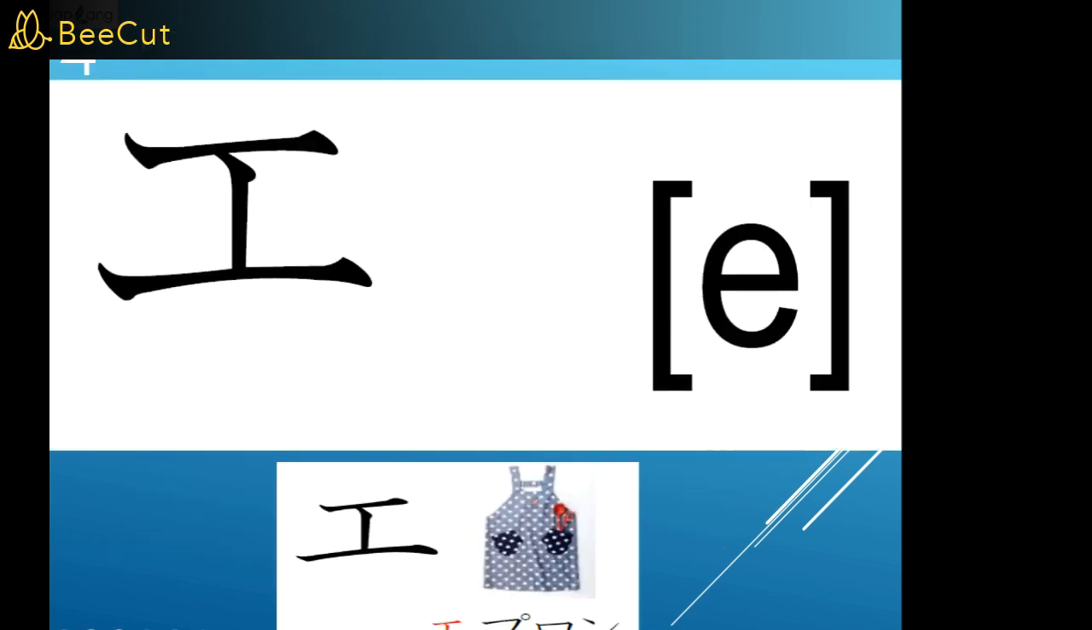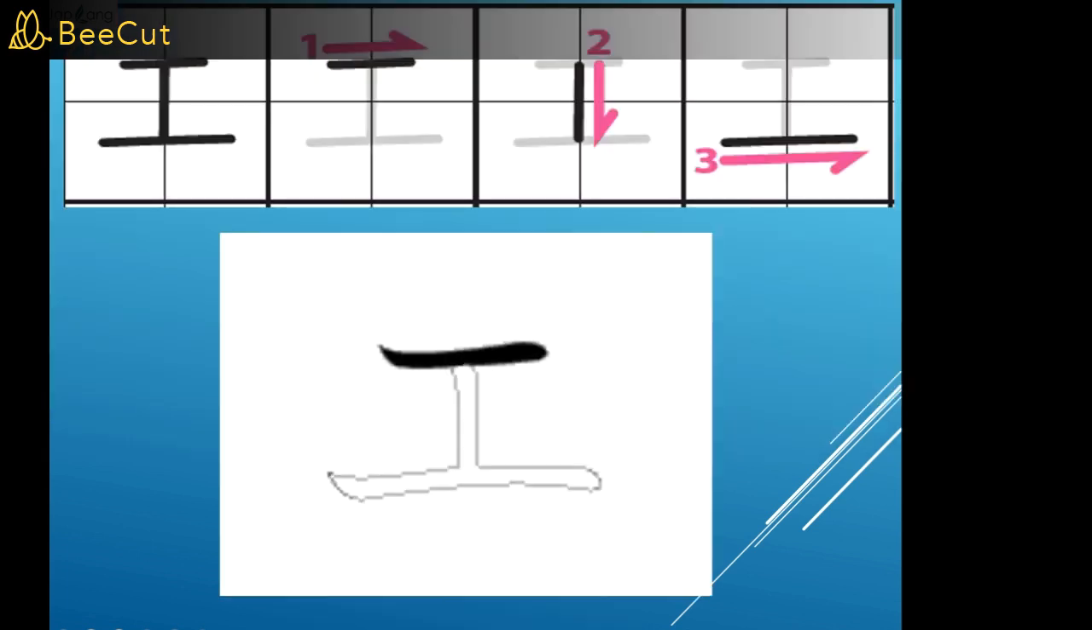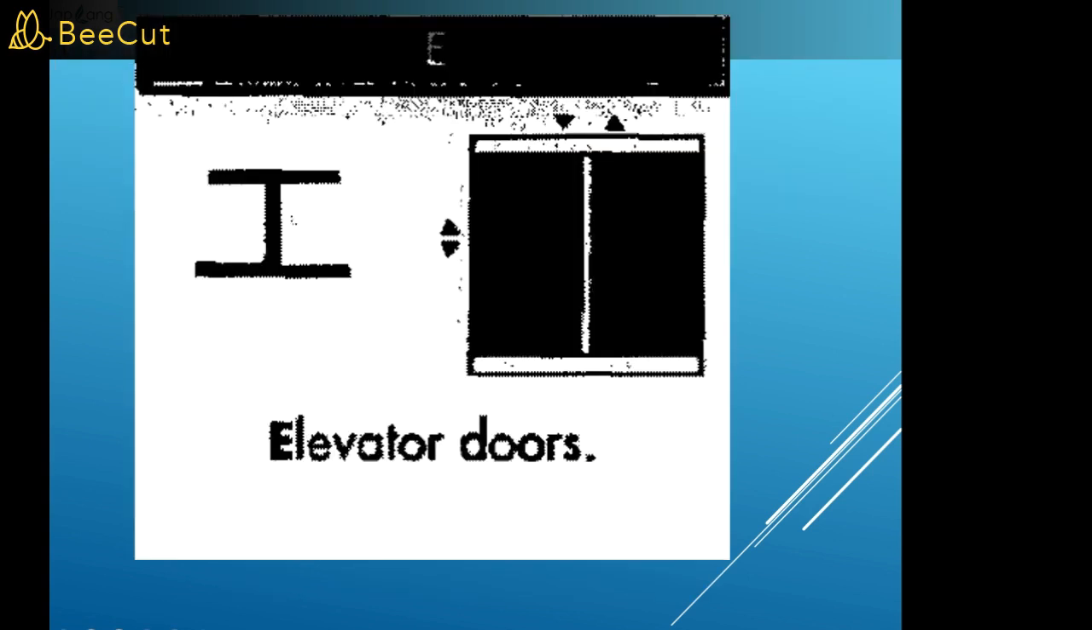Alright, we go to the a sound. A as in apron. We can remember this apron we wear while working in the kitchen. And this is how the stroke order goes: first stroke, second stroke, and third stroke, 1, 2, and 3. Three strokes are there. And you can remember with the elevator doors, opening doors, going up and down.